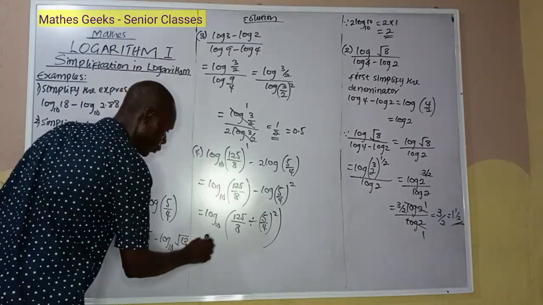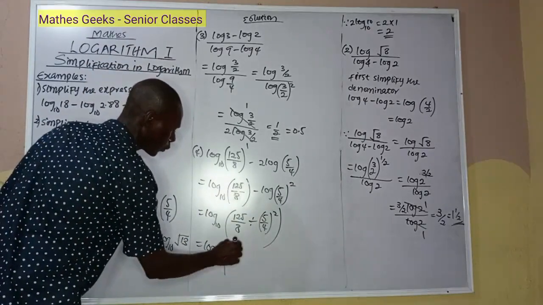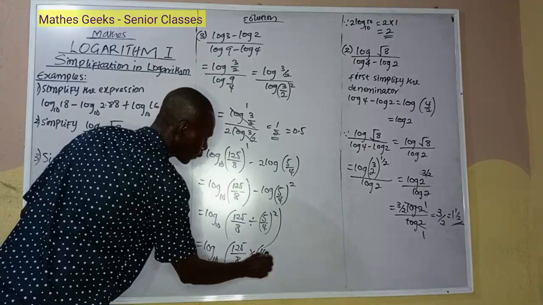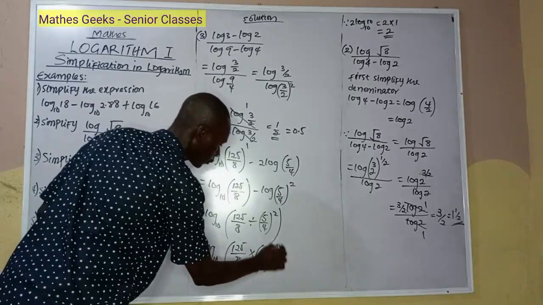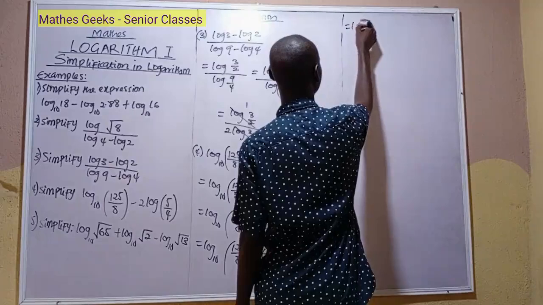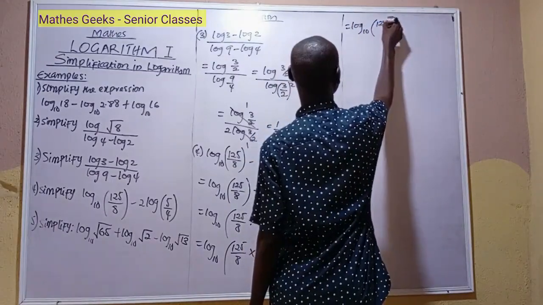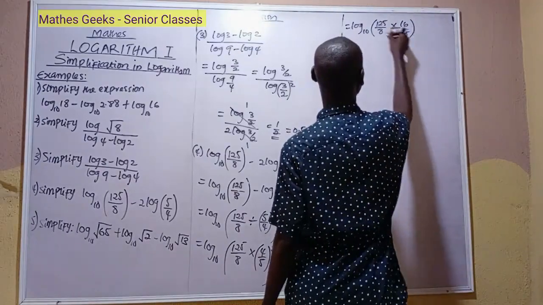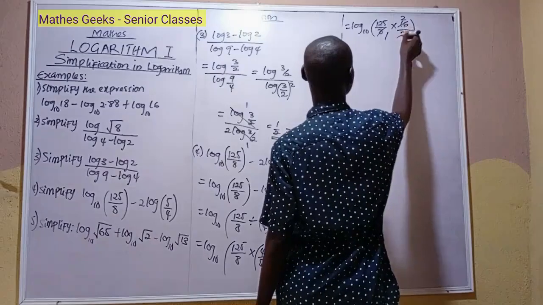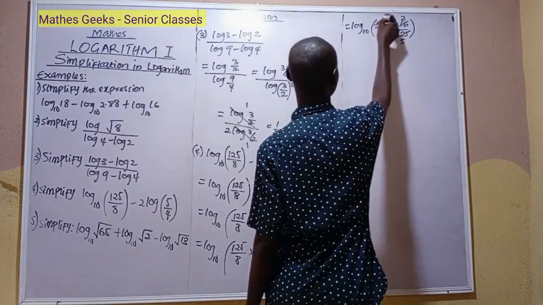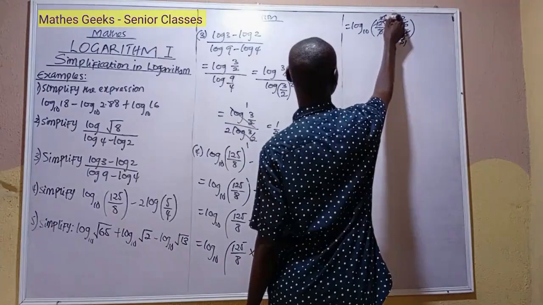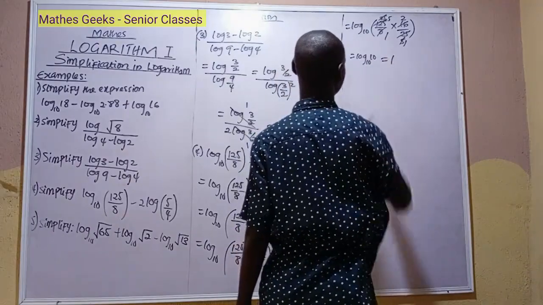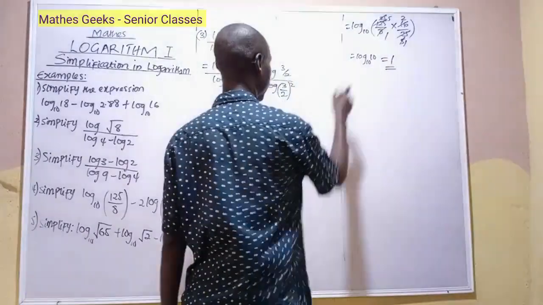And this will give me log of 125 over 8 times 4 over 5 all squared, equal to log of 125 over 8 times 16 over 25. 8 here 1, 8 here 2, 25. 5 here 5, 5 here 25, 5 here 1, 5 here 5. 5 times 2 is 10. That's log 10, and this is equal to 1. Number 6.